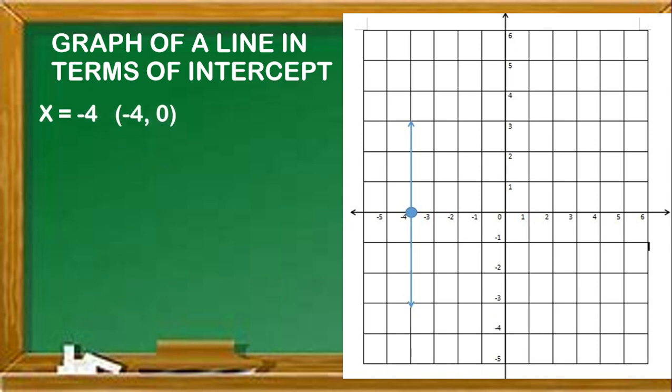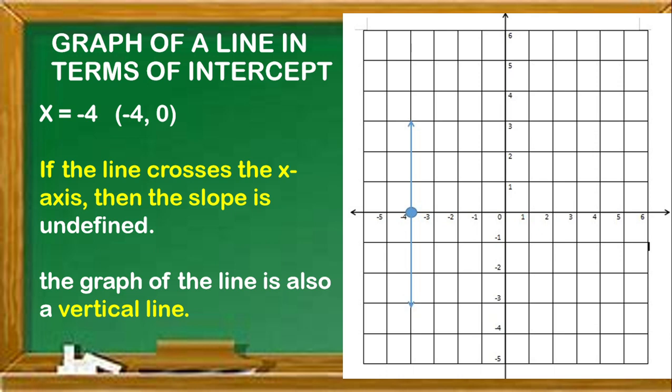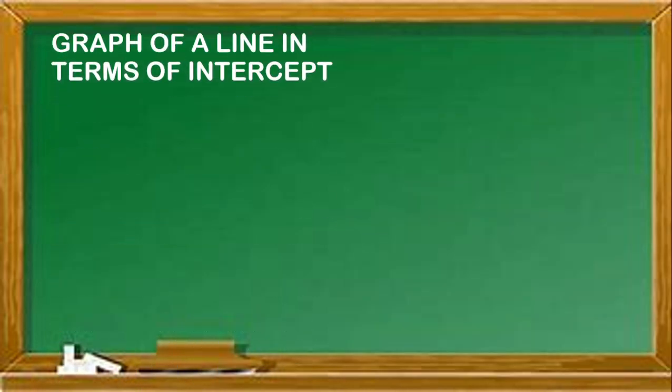Next, given x is equals to negative 4, so it's a horizontal line. Don't have a rise. So if the line crosses the x-axis, then the slope is undefined and the graph of the line is also a vertical line.